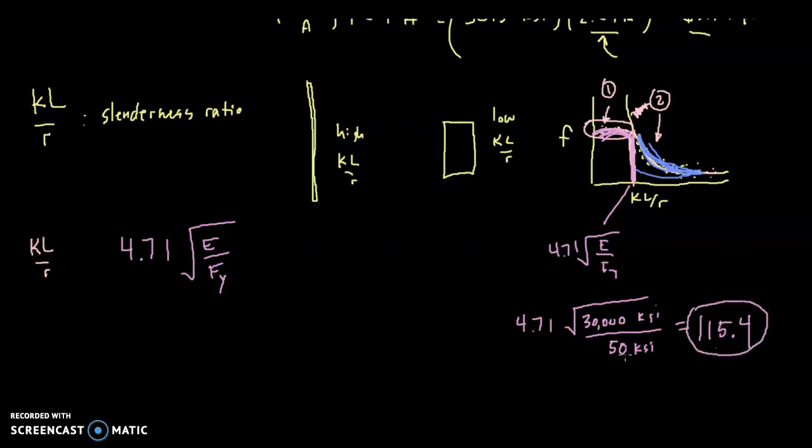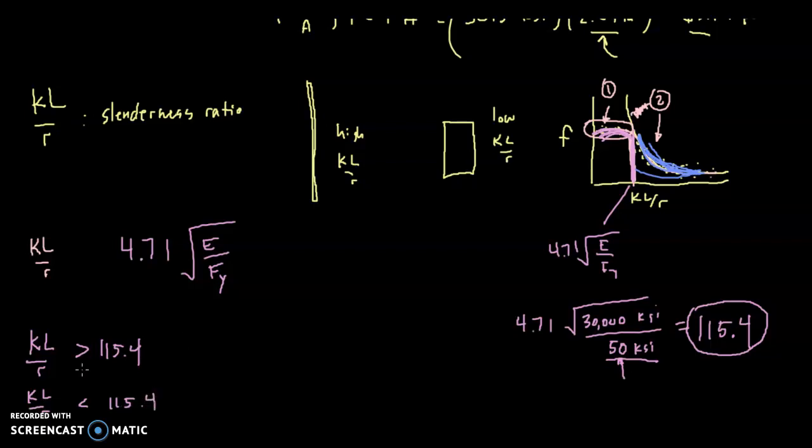So that's going to be a common value that we're going to be using, especially if we're dealing with a wide flange beam. If we're dealing with some other grade of steel that has a different yield stress, we'll have to recalculate this value. But assuming we're dealing with wide flanges and it has a yield stress of 50 ksi, then this is the cutoff point, 115.4. So it all comes down to, is KL over R greater than 115.4, or is KL over R less than 115.4?